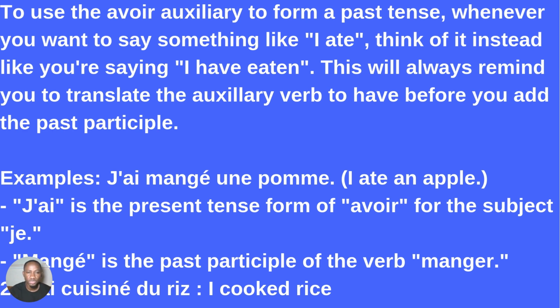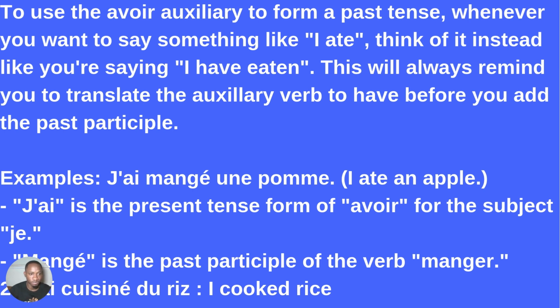Now, to use the auxiliary avoir to form a past tense, whenever you want to say something like I ate, think of it as if you're translating I have eaten. Now, pay attention to what I'm trying to explain. Let me bring it down.